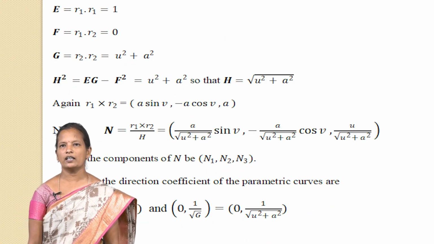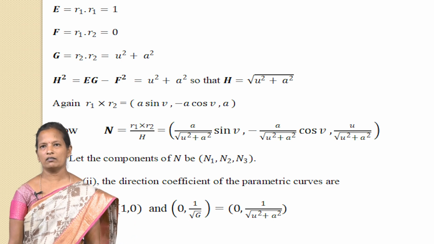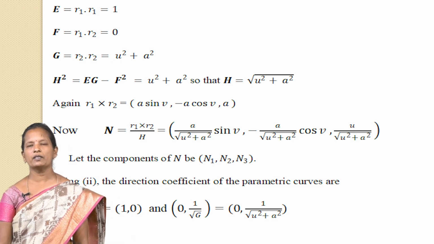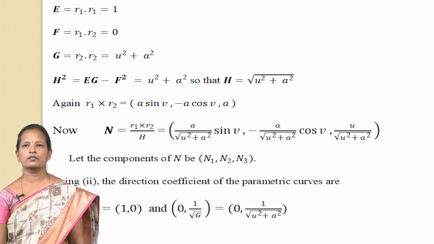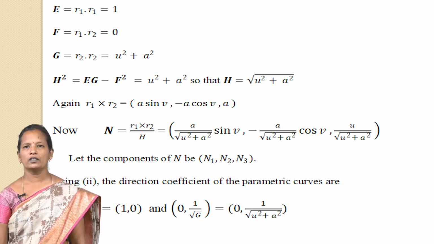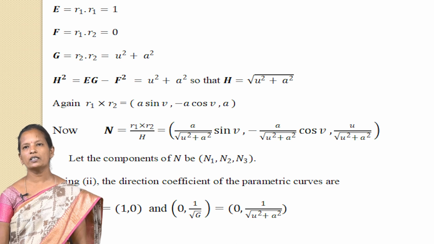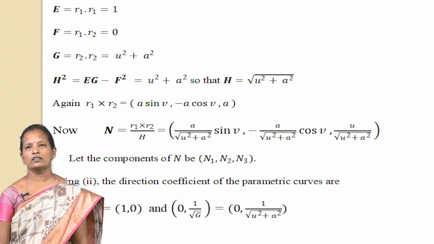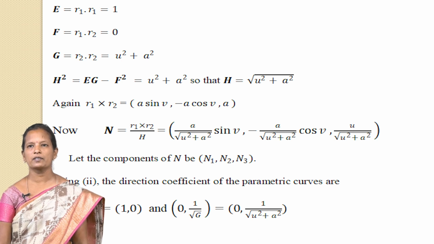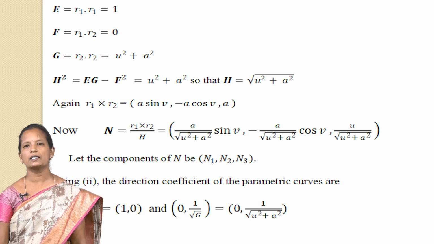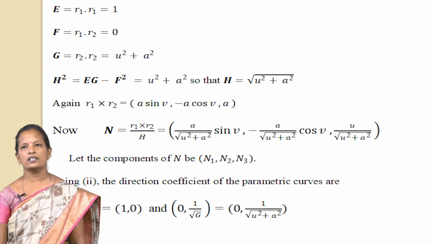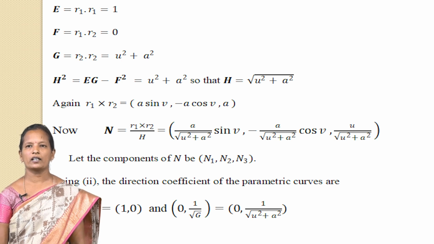The value of E is R1 dot R1, taking the dot product of R1 with itself. R1 dot R2 is equal to 1, and F is equal to the dot product of R1 with R2. The terms cancel each other, hence the value of F is 0. The value of G is the dot product of R2 with itself. G is equal to U squared plus A squared.